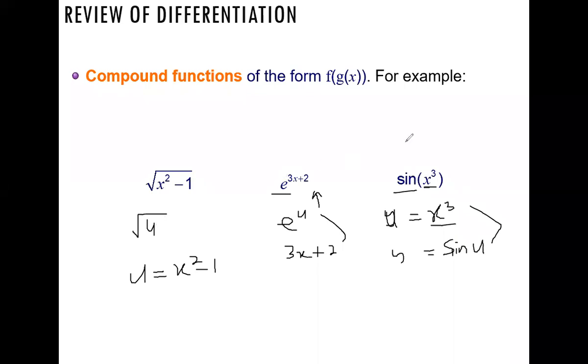So in this case, if you let what is in the bracket be equal to u, then I will be left with y equals sine u. And if you let the power, 3x plus 2, be equal to u, then we are left with y equals e raised to the power u. And the same way, if we let what is under the square root be equal to u, then we'll be left with the function y equals square root of u.